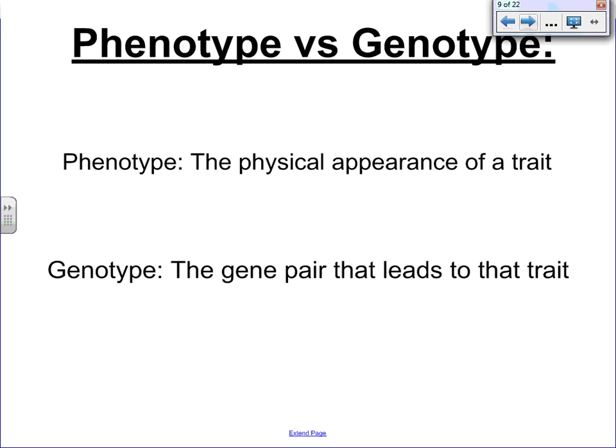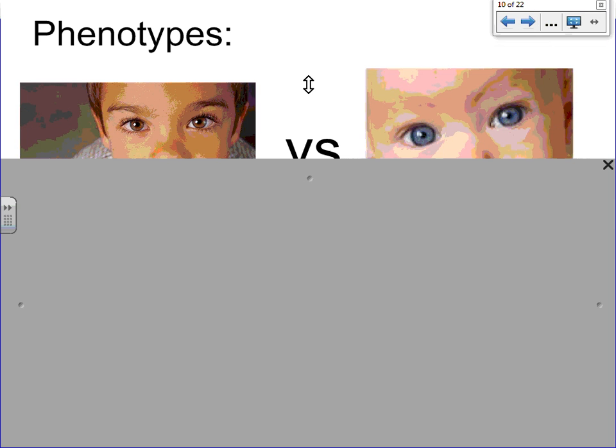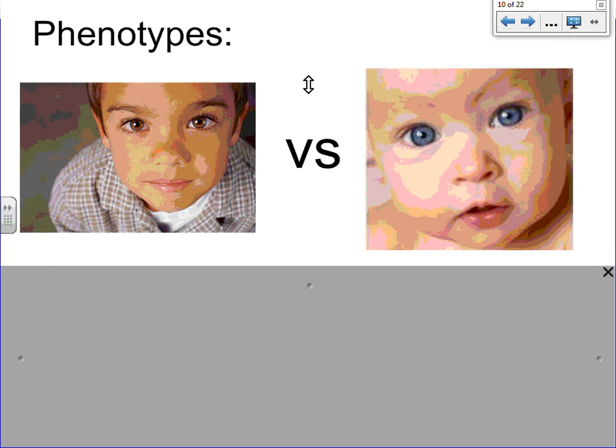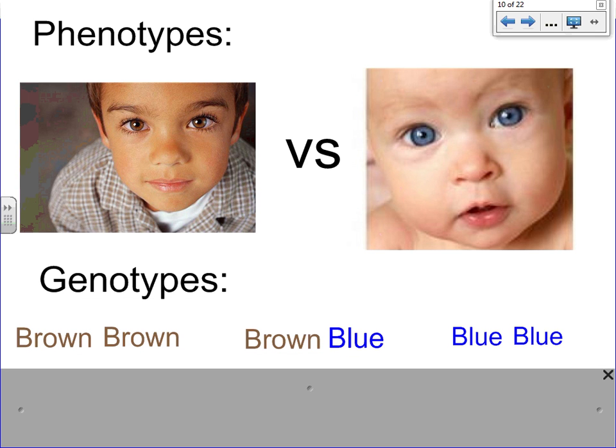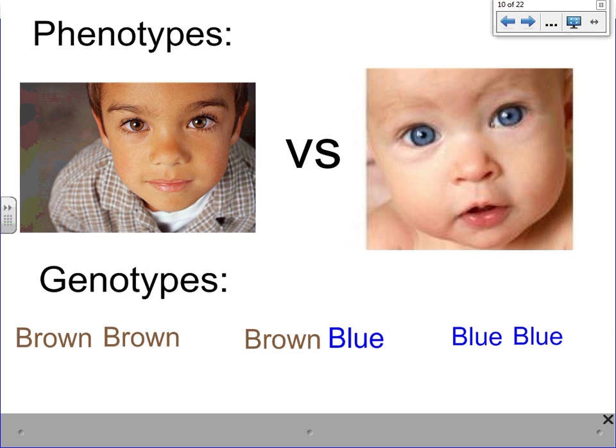Genotype is a little bit different. Genotype is the gene pair that leads to that trait. So let's take a look at an example of what some of the differences are. So when we refer to phenotype, what we're looking at are the actual physical trait. So are you a kid with brown eyes or are you a kid with blue eyes? The physical trait, brown or blue, is what's called the phenotype. Now the genotype, on the other hand, is the pair of genes that are responsible for each trait. So in this case, do you have two brown genes, a brown gene and a blue gene, or a blue gene and a blue gene?